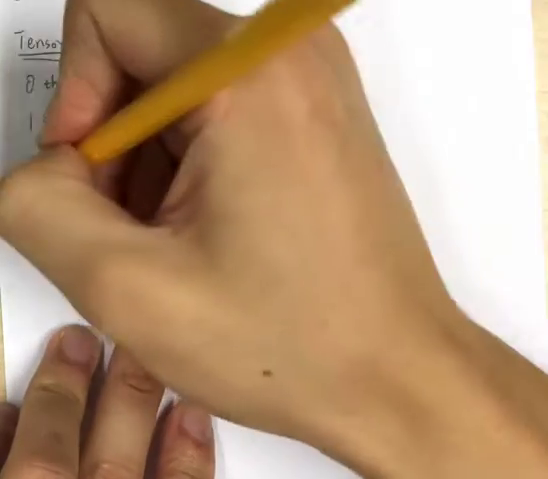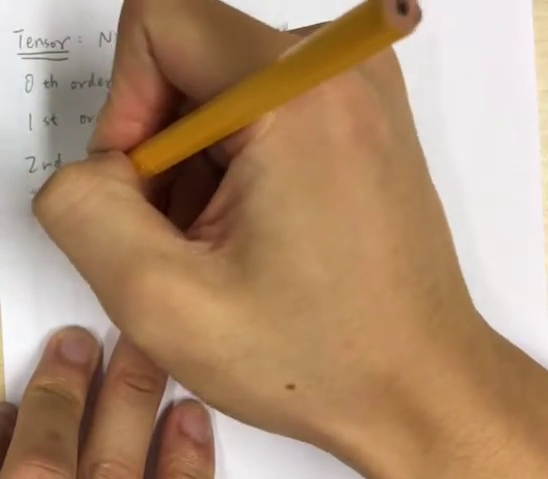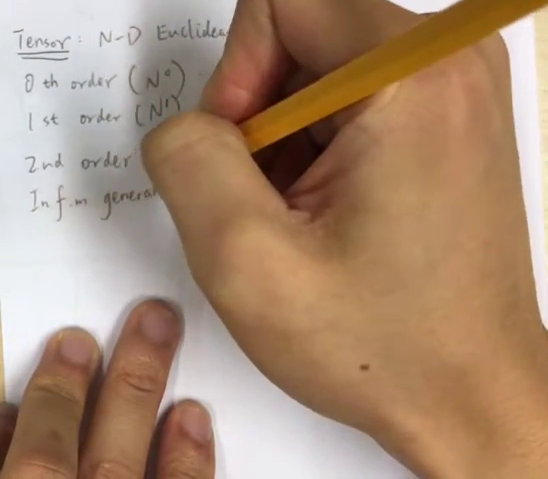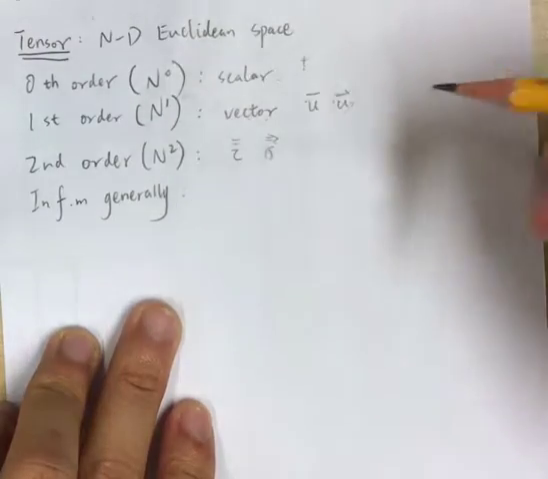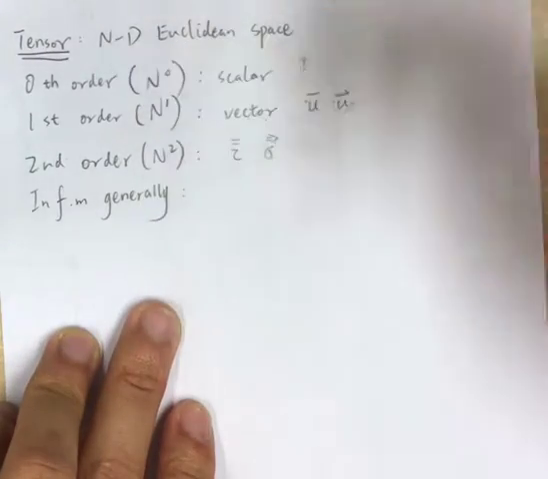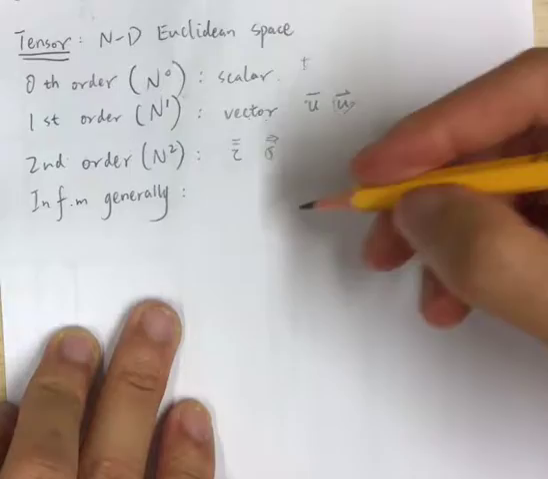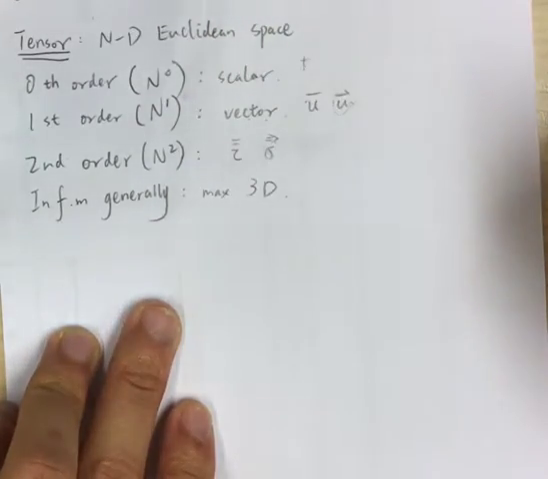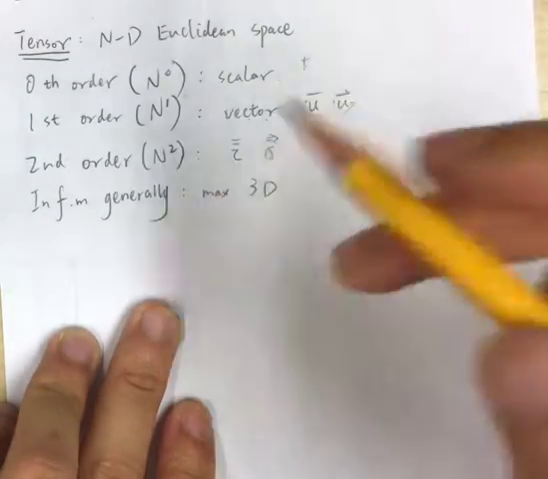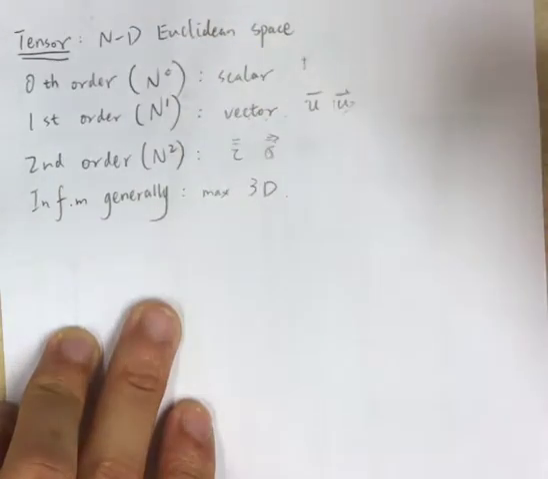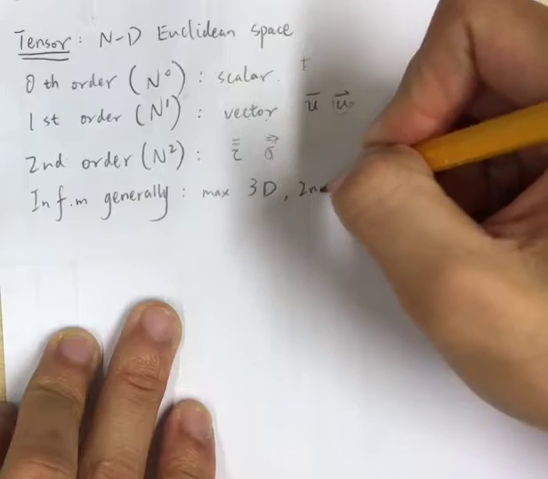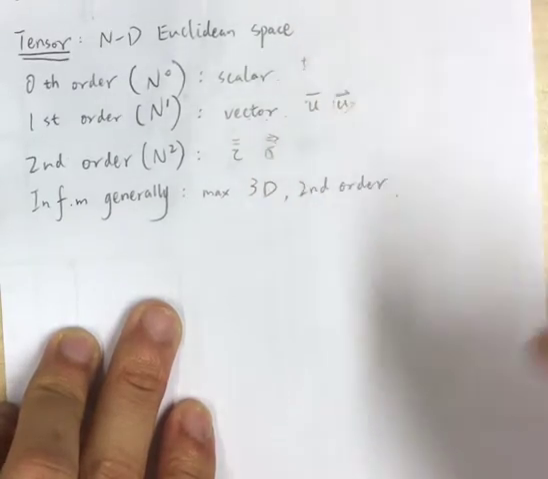So in fluid mechanics, generally, the n is just 2 or 3, I said to you, right? Which means the max is 3D. And usually the max order of tensor we are concerned with is the second order tensor. Second order. Okay.